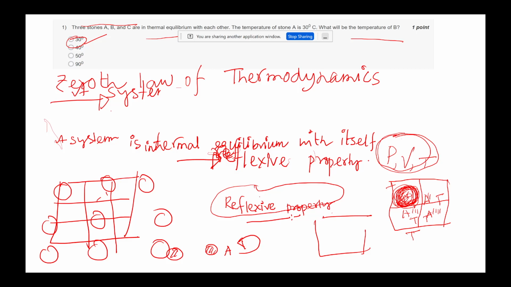Right now we cannot go into the deep mathematics of these constituents, because this will be beyond the scope of this course, and it will be difficult also. So we will stop here, and we'll try to learn more about the zeroth law of thermodynamics in the next questions, okay?